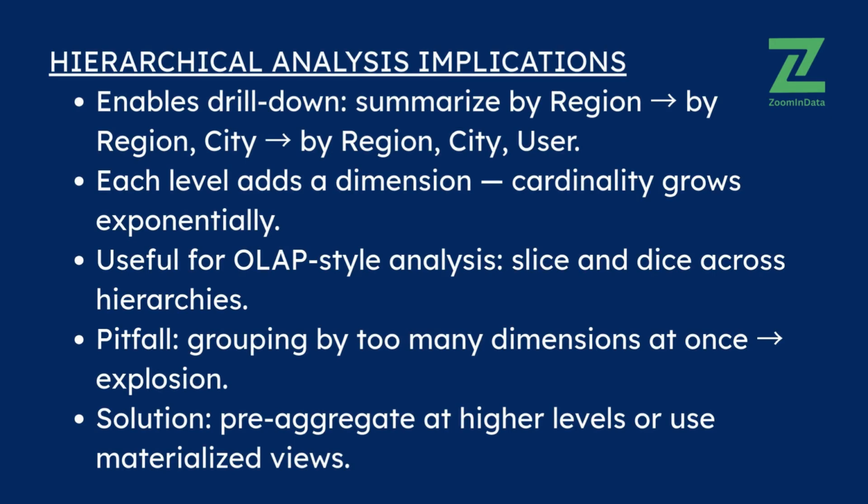Multi-dimensional grouping shines in hierarchical analysis. It enables classic drill down. Start with summarize by region, then drill to by region, city, then deeper to by region, city, user. Each added dimension creates finer slices, perfect for OLAP style, slice and dice, across hierarchies like geography, product category, time, or organization. But every new key multiplies cardinality exponentially. What starts as 10 regions can become millions when you add user IDs.